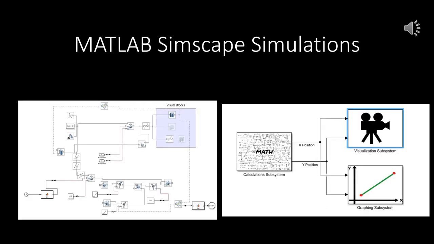Going more in depth into our MATLAB Simscape simulations, you can see on the right there is the general system, which comprises calculation subsystems as seen previously, as well as a visualization subsystem and a graphing subsystem. The picture to the left shows a detailed breakdown of our visualization subsystem. While looking complex, this is what can actually help us animate the idea of Fritz catching an object.